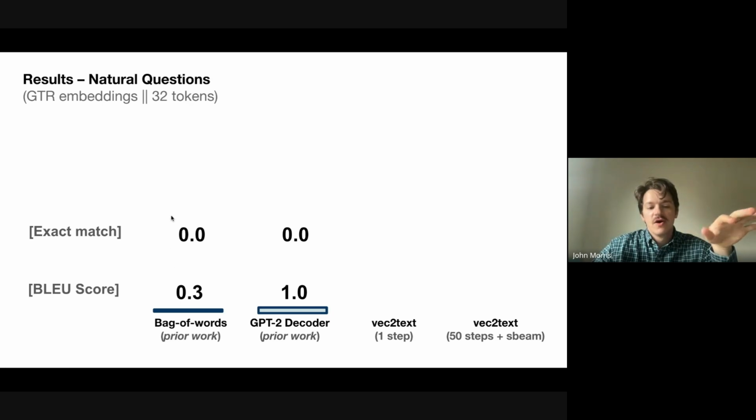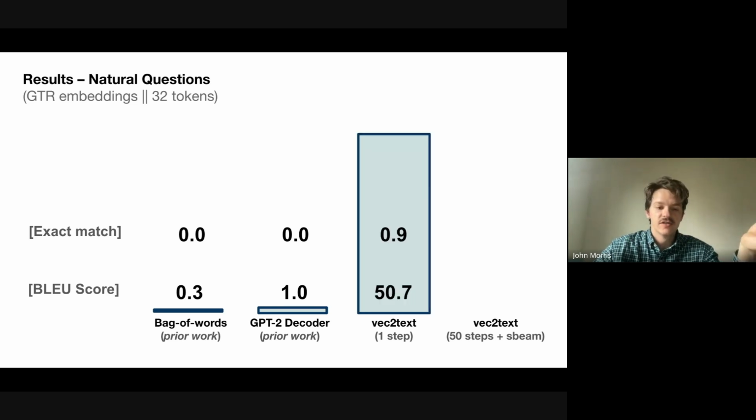So the short setting, this is the 32 token setting. A bag of words model gets some words right, but if you actually compute the BLEU score by choosing and ordering the words, it's very low. The decoder-only model is a little better and gets a BLEU score of 1. If we use our new architecture and run one step of correction, we get 1% of sequences exactly, but a BLEU score of 50.